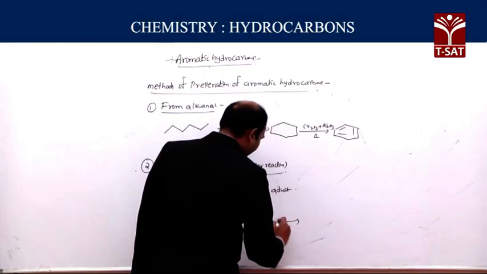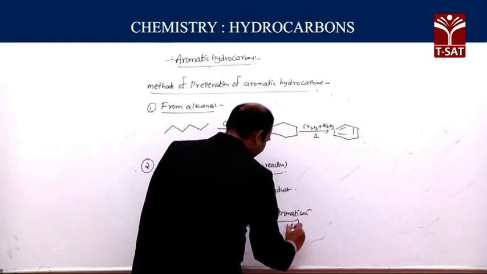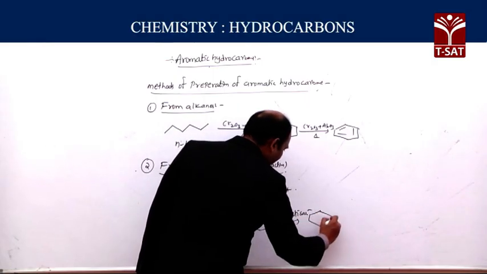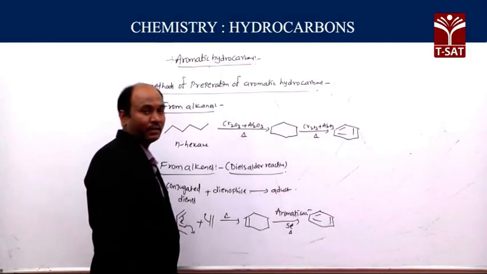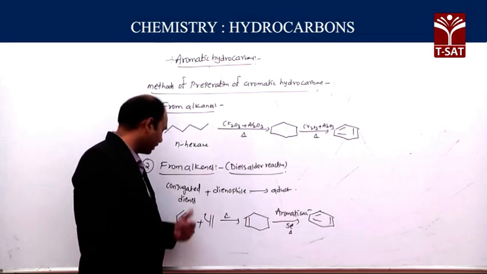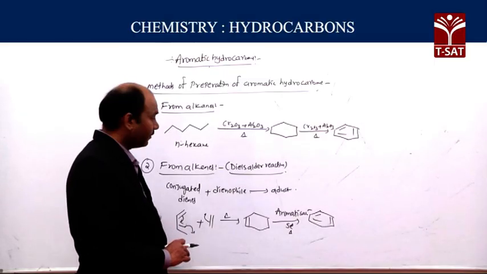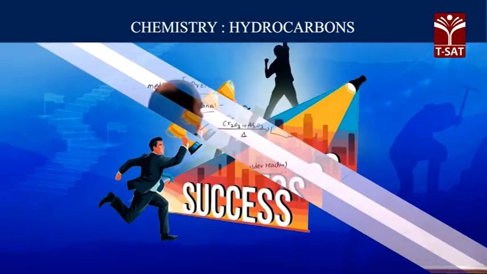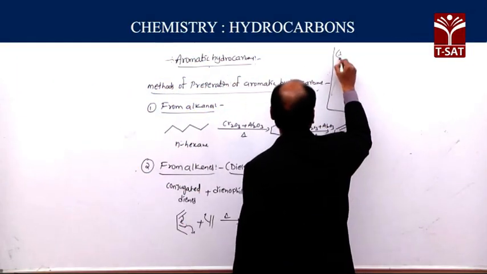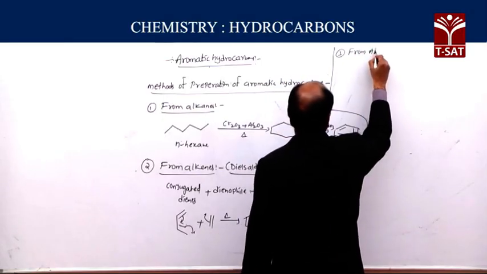This cyclohexene, when subjected to aromatization by treating with selenium, gives benzene. Benzene is formed. This is a Diels-Alder reaction. The Diels-Alder reaction generally takes place between conjugated dienes and dienophiles. This is from alkenes. After alkenes, the third one is from alkynes.